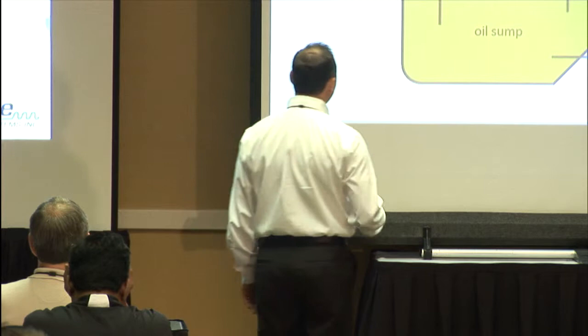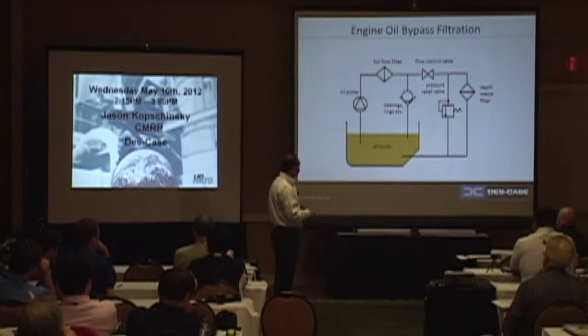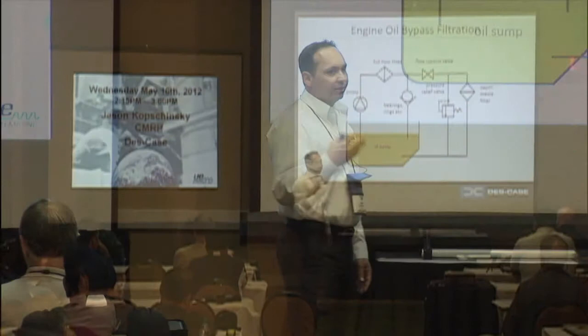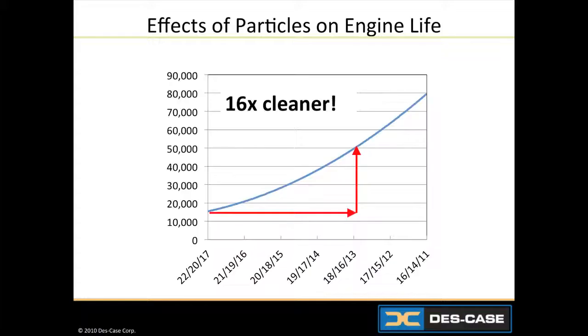So if we simply add this offline system, with a flow control valve, so we're taking 10 or 15% of that flow of oil and pulling it through a depth media filter and back into the system, we're going to take care of those particles in the 2 to 5 micron range, or that 3 to 5 micron range, the ones that are really causing the damage. So very easy to do. If we can reduce the amount of contamination, if we can pull those particles out of there, we can get very clean and extend that engine life.